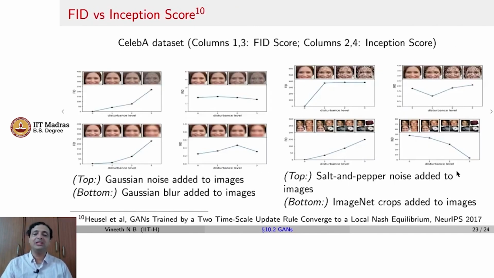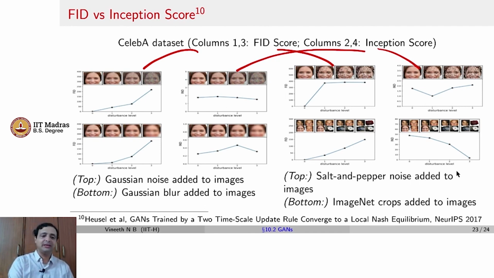Let's see an example of how these metrics look when you use them. These are some results on a dataset known as the CelebA dataset, which contains face images of celebrities. In this particular example, the first and third columns are FID scores, and the second and fourth columns are inception scores. Remember, lower FID the better, higher inception the better. The top row denotes images with added Gaussian noise, and you can see that the FID score keeps increasing, which means it's getting worse and worse as you add more and more noise. That's expected because your distribution is changing.